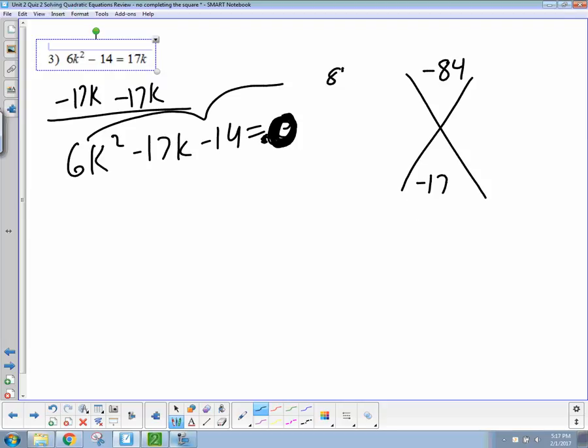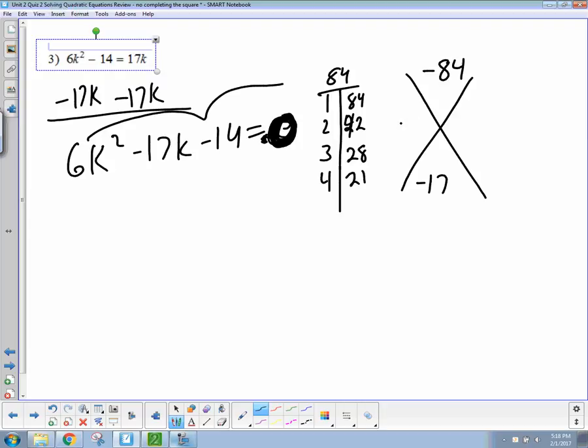I'm going to do my factor tree because I am so clueless on what it should be. 2, no, that'd be 42. That still isn't it. 3, what's 84 divided by 3? 28. Can I get that? Nope. 4, 21. I think that's going to be it. Because I can get 17 out of that.